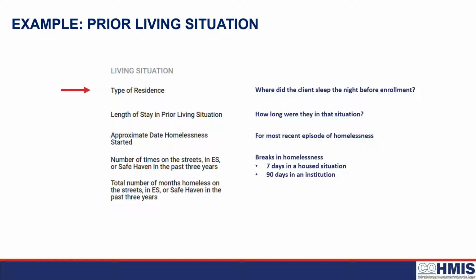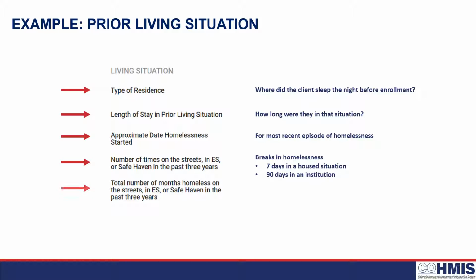The next question asks the length of stay in that type of residence. So the length of stay in your prior living situation that you just selected, how long did they stay in that situation? How many days were there, or weeks or months were they staying in that type of residence? And then approximate date homelessness started is asking for their most recent episode of homelessness. And this is an approximation. How long have you been homeless for this most recent episode of homelessness?